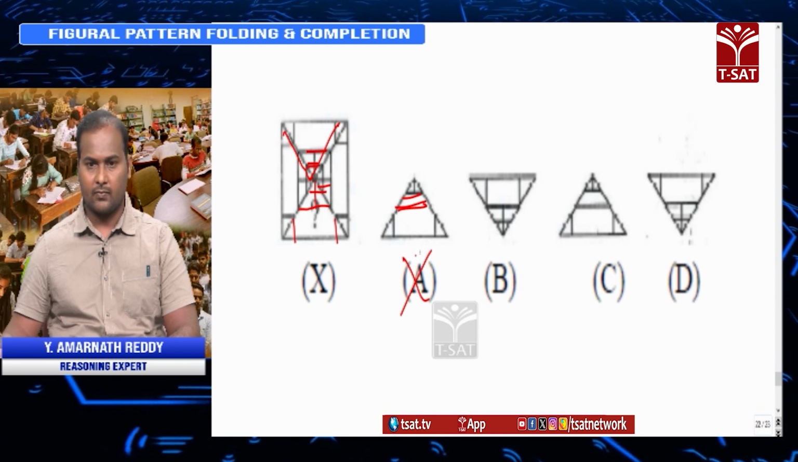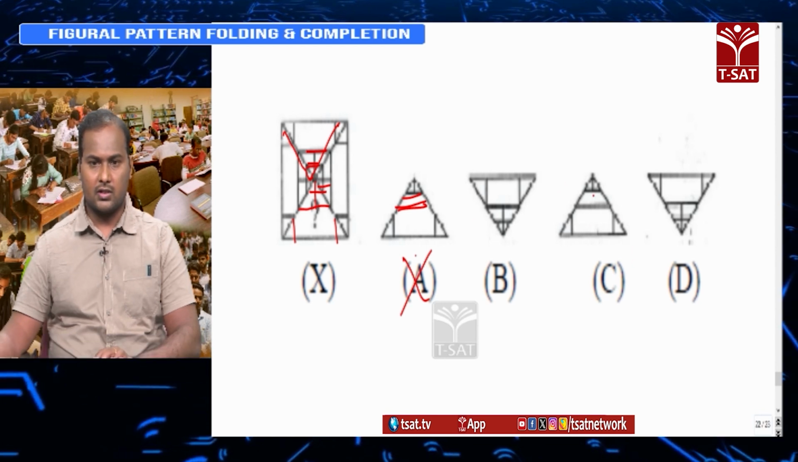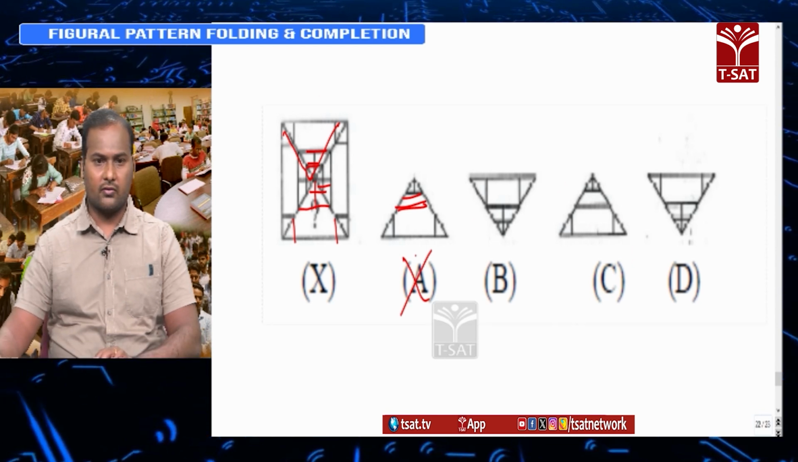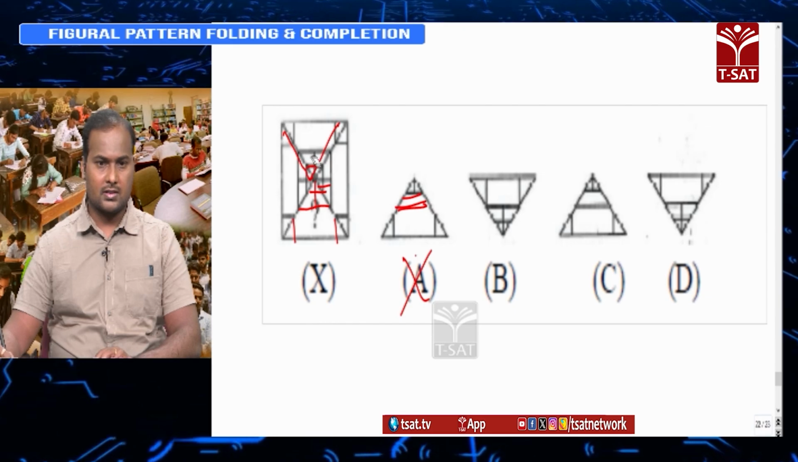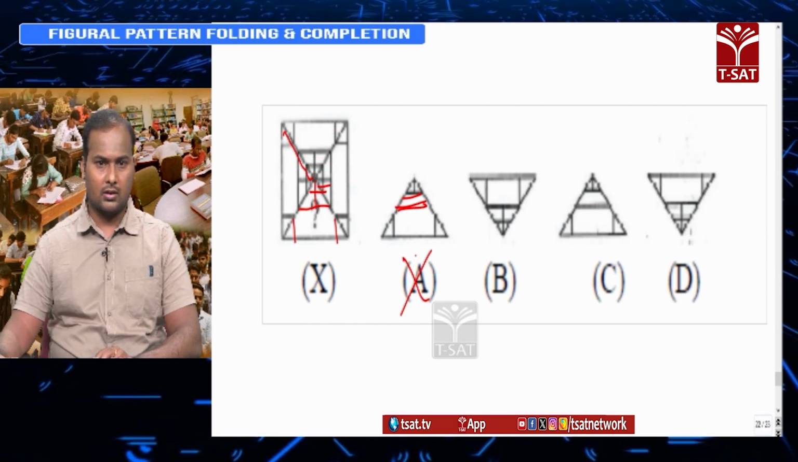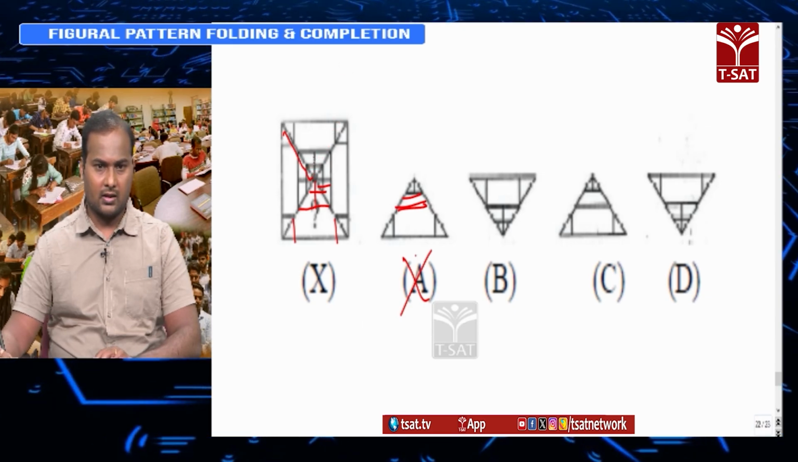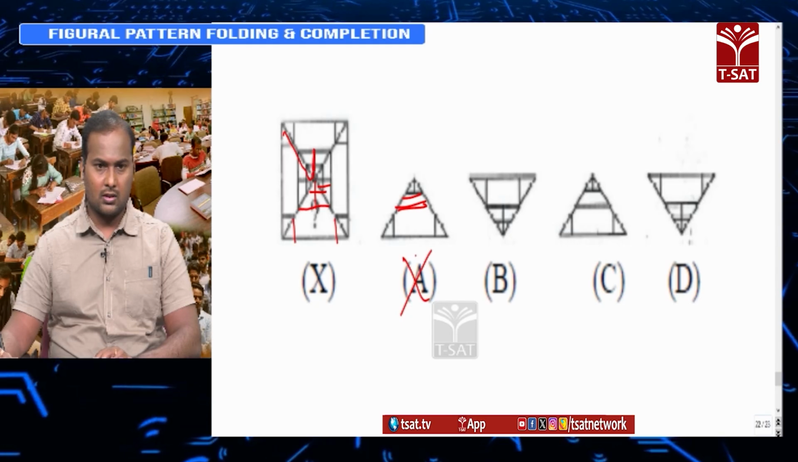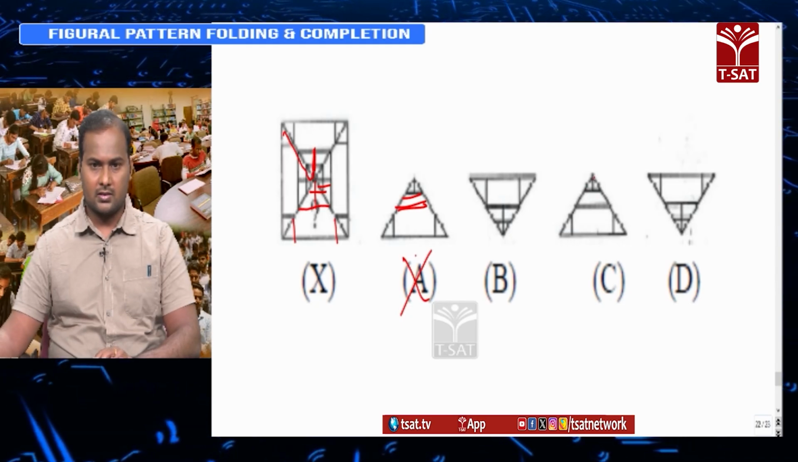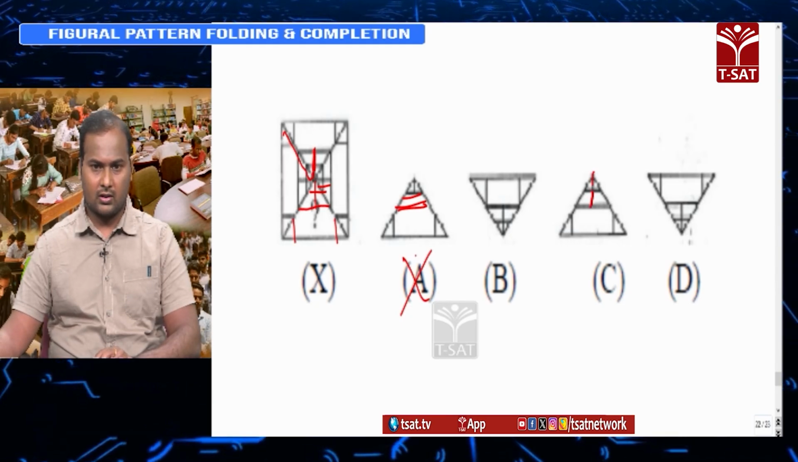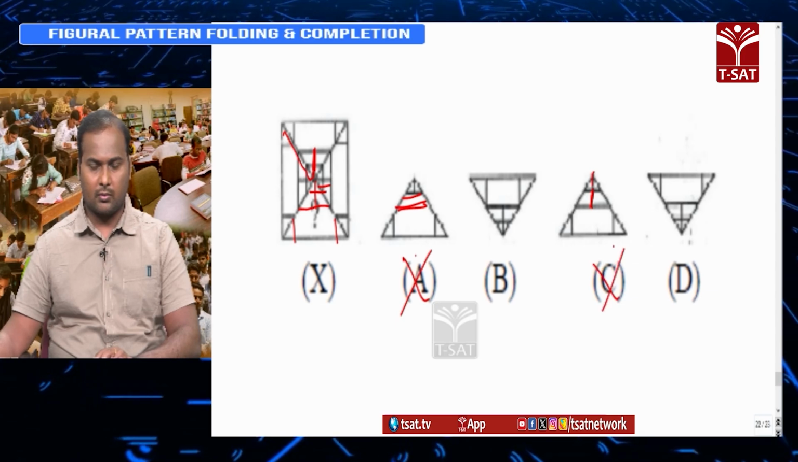So option B is wrong. The same way, you can see option C. In case of option C, the center line goes till the second line. The center line starts from here and goes to the center part. In this case, it is only here. It should travel this part also. So C cannot be your answer.